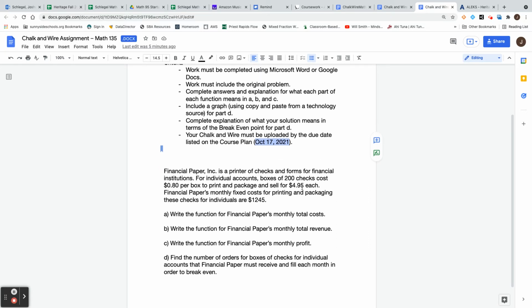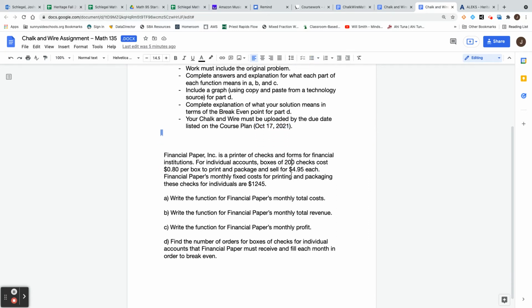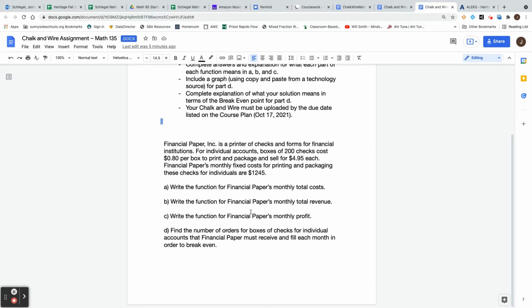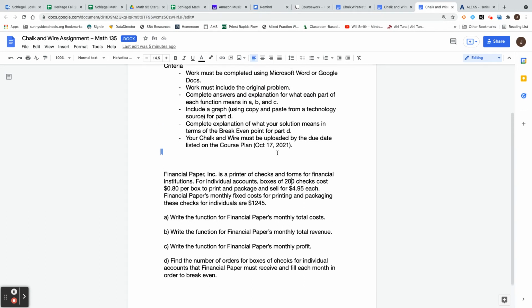And so again, everyone, this is just one problem. There is part A, B, C, and D. It's just a break-even problem. Should be pretty simple, I would hope. If you need a hand or some help with this at any point, please feel free to reach out to me on Remind, and we'll make sure that you get taken care of.